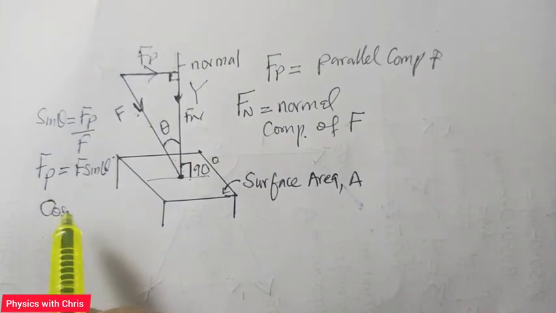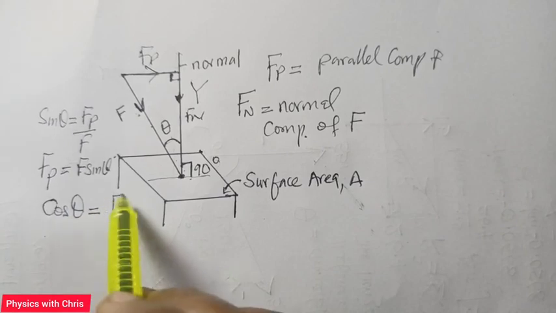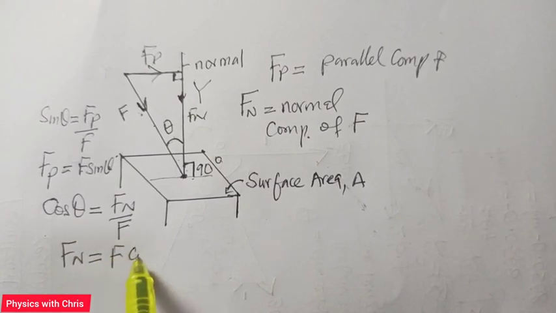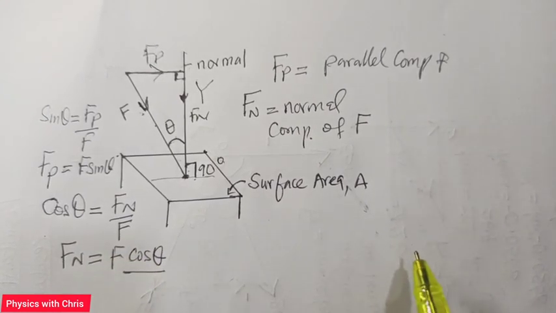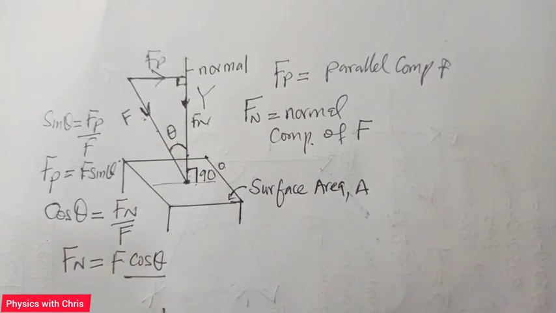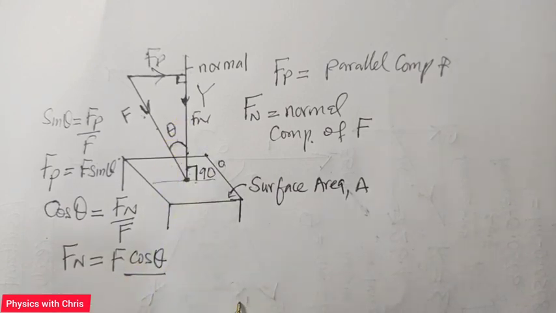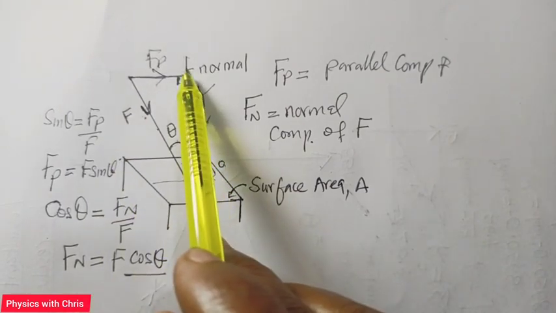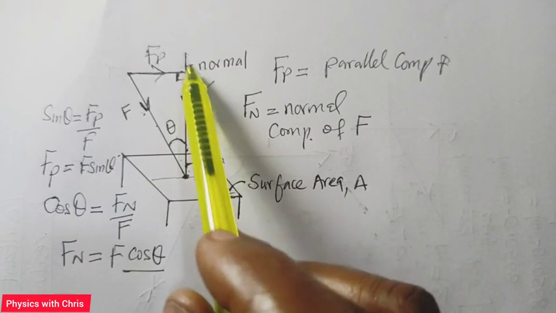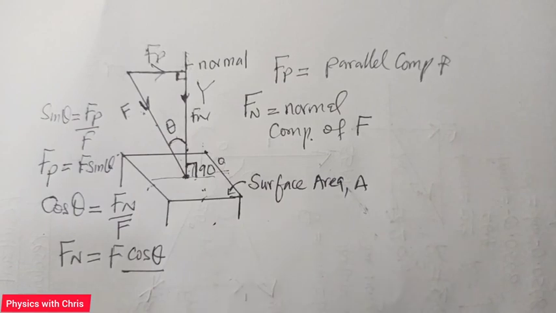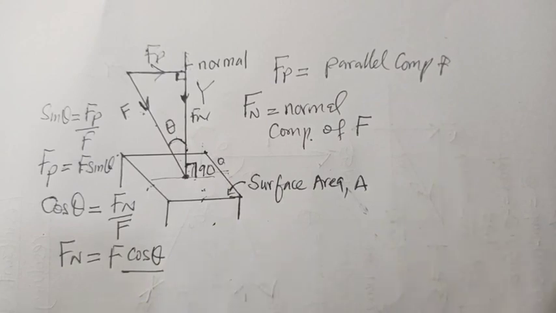Of course, if I use cosine, cos theta gives me Fn over the total force, so that Fn equals F cos theta. Okay, so this is how to resolve a force that acts at an angle theta degrees to this normal direction. We need that there is a component of force F that acts at right angles, that acts along the normal, perpendicular to the surface. And we have another component that acts parallel to the surface. So this is how to get the two components.